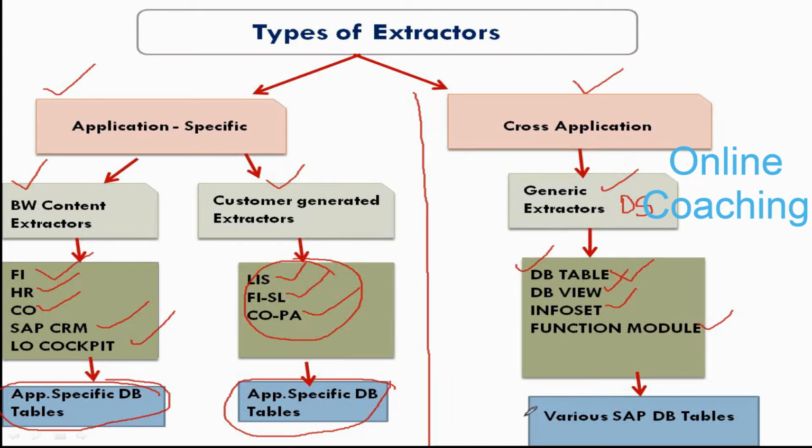Then the data will be stored in the database tables. Please observe, the data source is only a structure; it's an empty structure and doesn't contain any data. You always need to link this data source with the data. Where is the data? The data is located either in a table, a view, an info set, or a function module. So you always need to link one of these to your data source. Then only the data source will get the data.